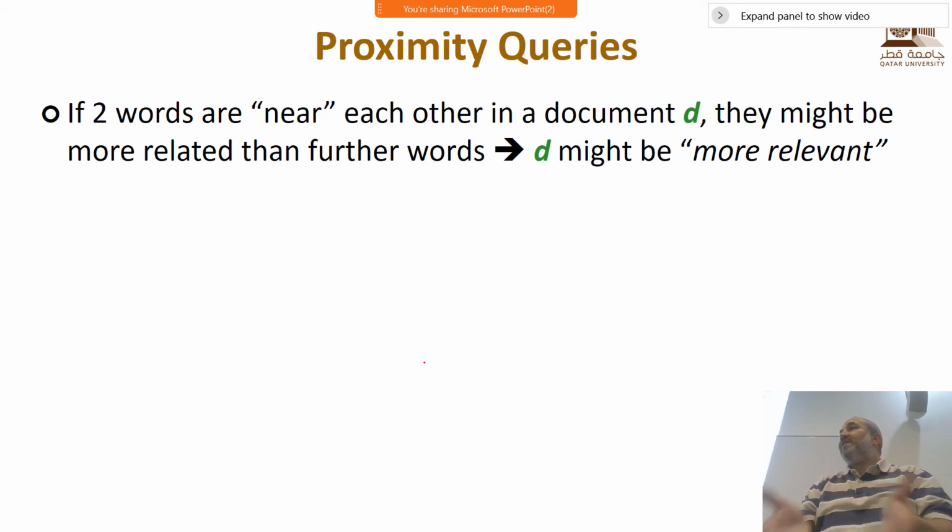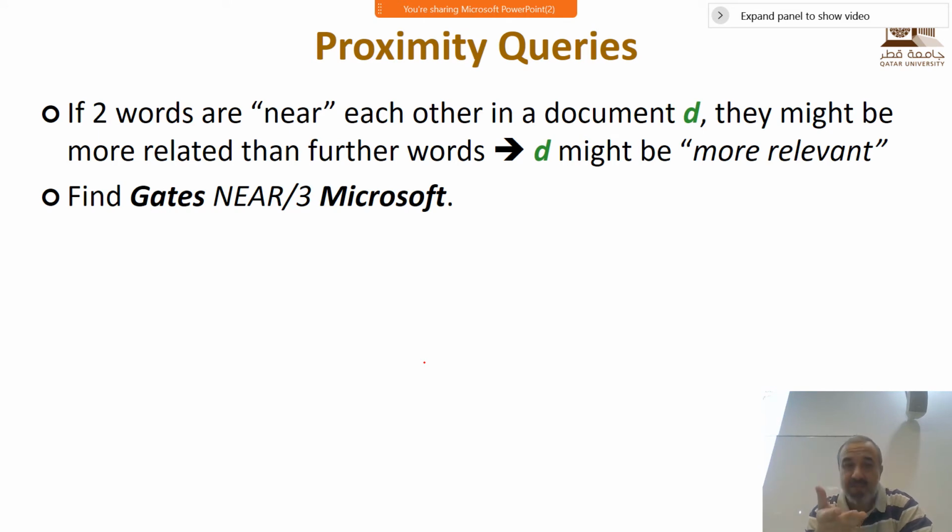So far with Boolean retrieval, can we do that? Why can we not do that? Yes, we don't keep track of the order. Once we do this pre-processing, these two documents will be the same in terms of Boolean queries, right? Because we don't know where Qatar appeared and where university appeared.